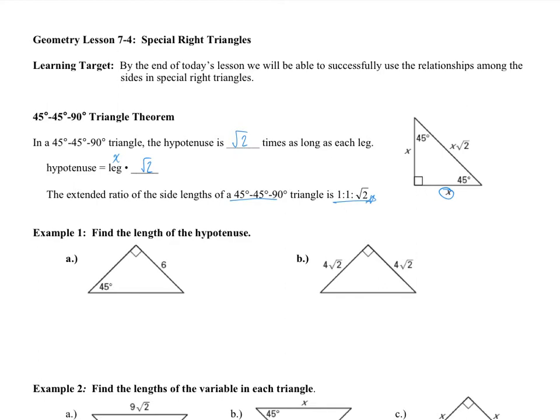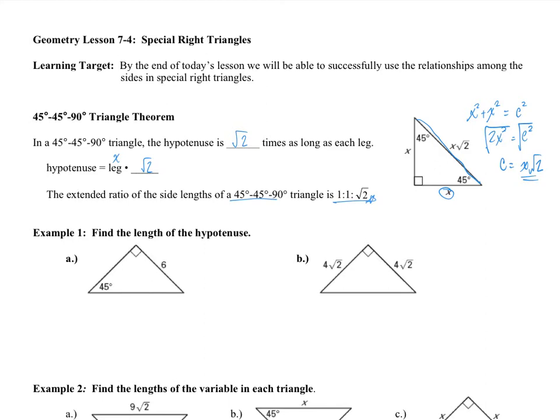And to prove this theorem, we can just use the Pythagorean theorem, x squared plus x squared, and I'm going to let the hypotenuse be c squared, and this is 2x squared. So take the square root. Hypotenuse c will just be x square root of 2.